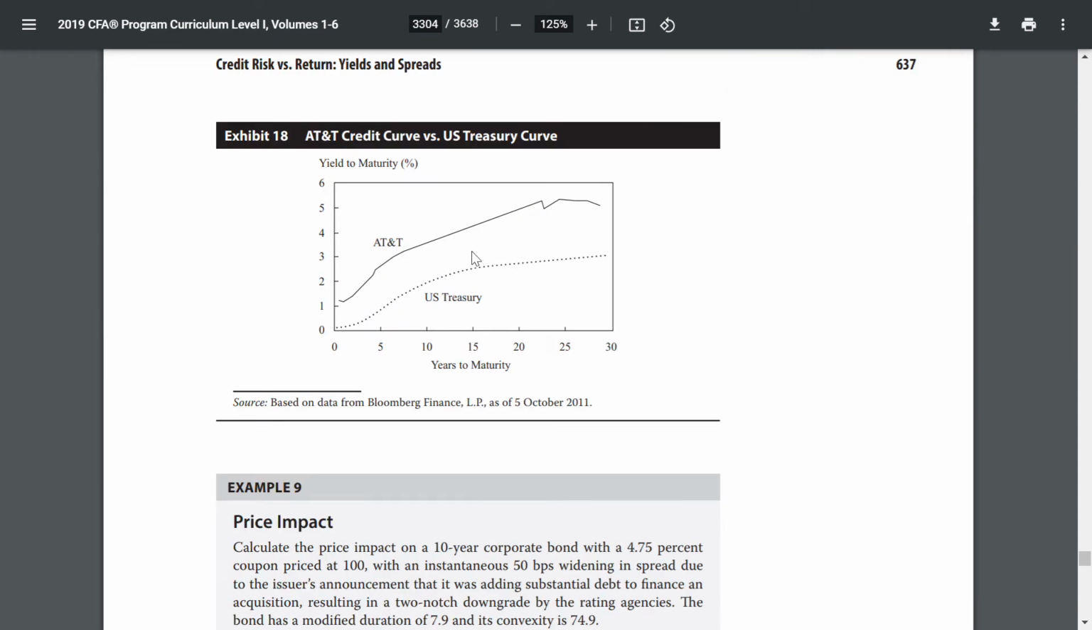AT&T versus U.S. Treasury. You see the yield is greater than U.S. Treasury because the perceived risk of default is higher for AT&T. Now that makes a lot of sense because U.S. Treasury has never defaulted. The government always pays back its debt. If a corporation, let's say Apple, leaves their money in a savings account, it is only backed by the FDIC up to $250,000, right?